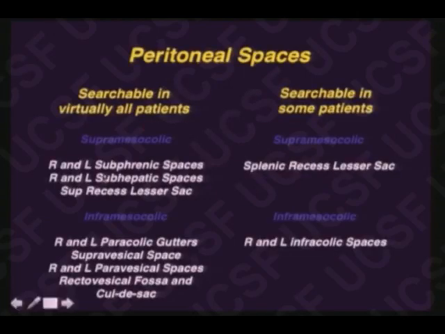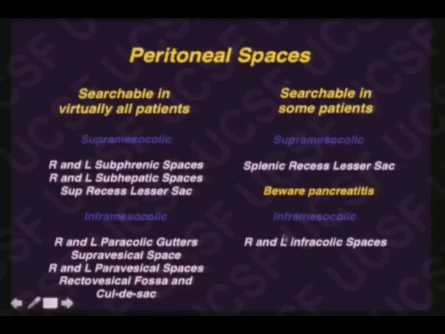Now, these spaces are searchable in virtually every patient: the right and left subphrenic space, the right and left subhepatic space, the superior recess of the lesser sac, the right and left paracolic gutters, supravesical space, right and left paravesical spaces, rectovesical fossa, and cul-de-sac. These are only searchable in some patients: the splenic recess of the lesser sac. So when do I have to be cautious? Beware of pancreatitis. That's who gets abscesses there.